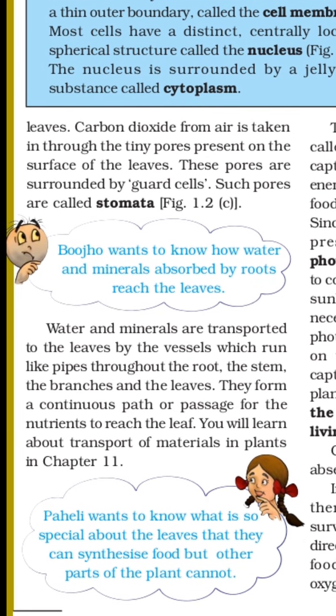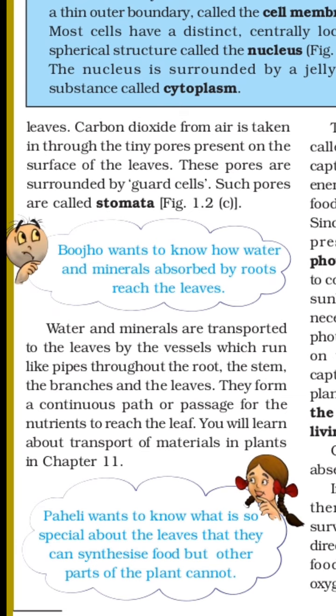Water and minerals will be absorbed from the soil by the roots and transported to the leaves. And carbon dioxide will be absorbed from the air and taken in through the tiny pores present on the surface of the leaves. These pores are surrounded by guard cells, and such pores are called stomata. On the plant leaves, from these tiny pores, they absorb the carbon dioxide inside.